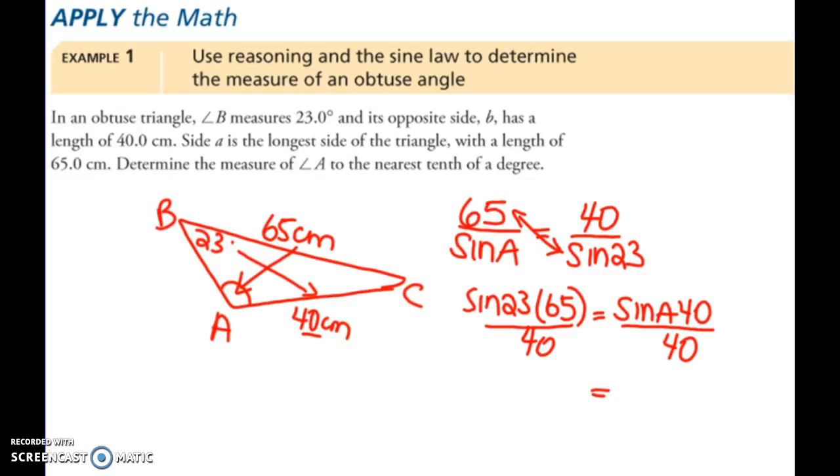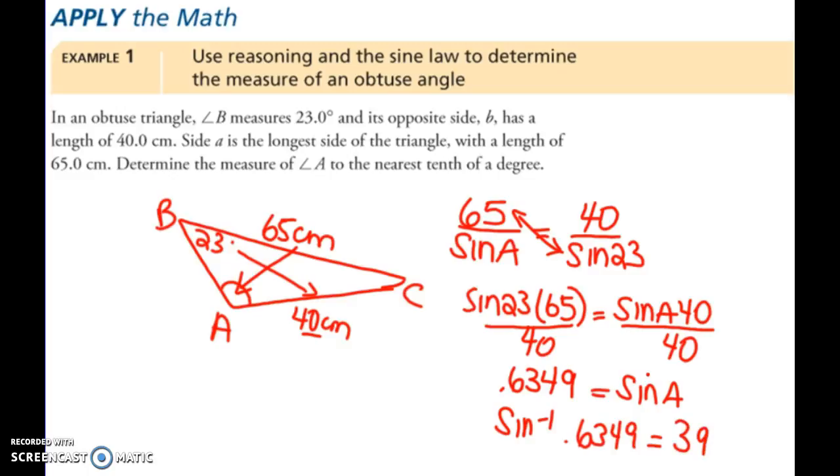So sine 23 times 65 divided by 40 will give you 0.6349. That is what our sine A is. So we will hit shift sine, or second sine, on the calculator, 0.6349, and we will find the angle to be 39 degrees.